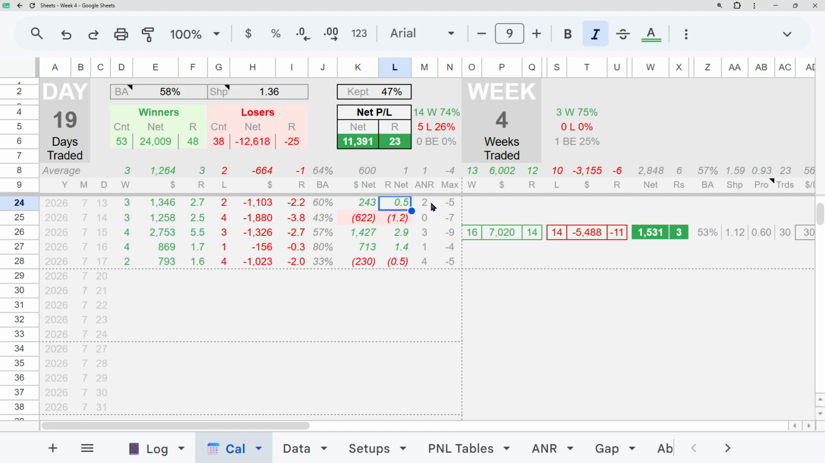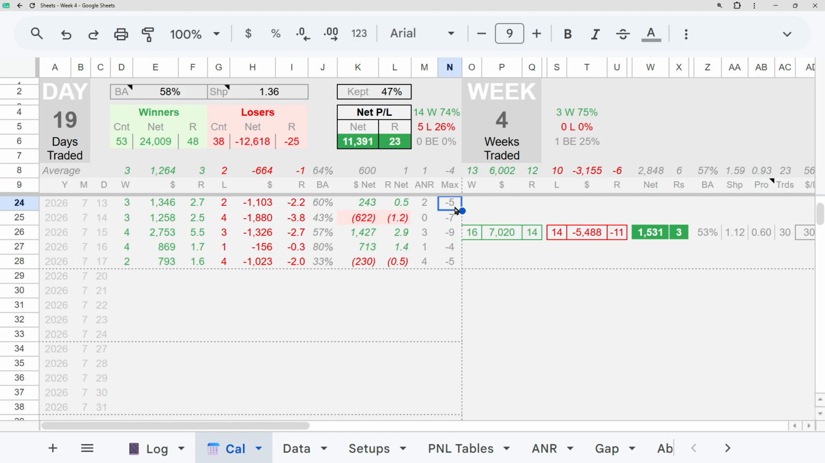The A&R column just shows how many additions I've had to trades in total that day. So 2 could mean I opened a trade and added to it once and added to it again. Or it could mean I had 1 trade, added to it once, and I had a second trade somewhere and I added to that as well. I don't really care which one. I just want to know how many additions I've had that day. So Monday, I added twice.